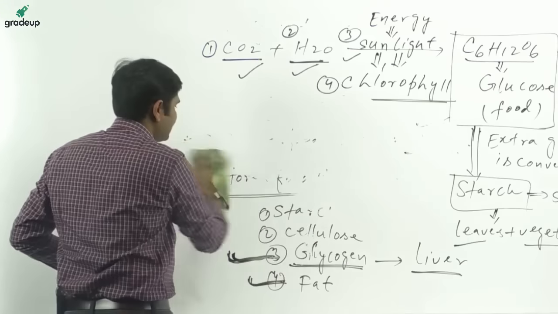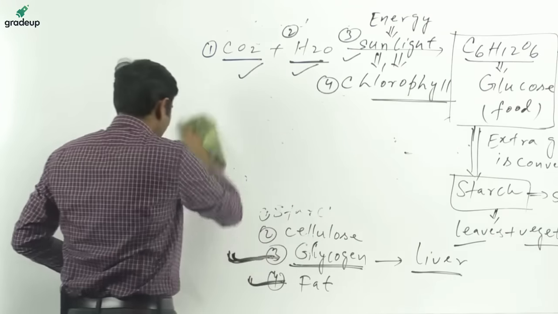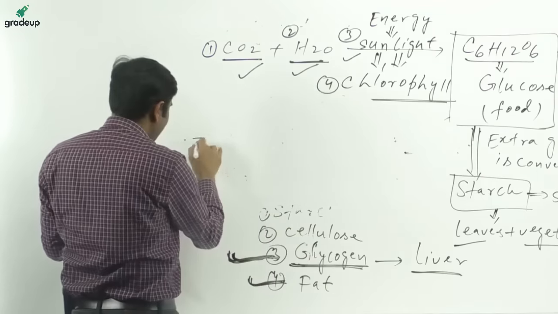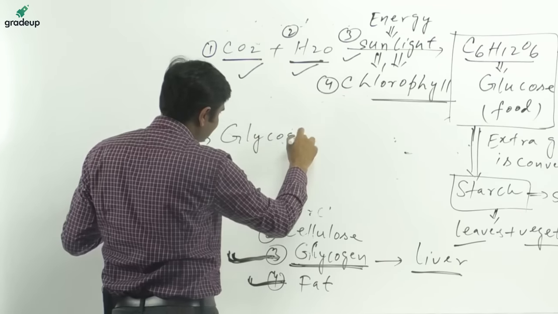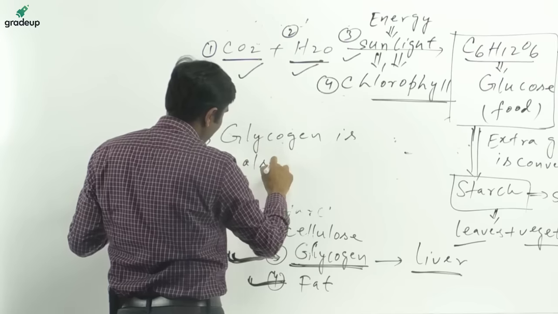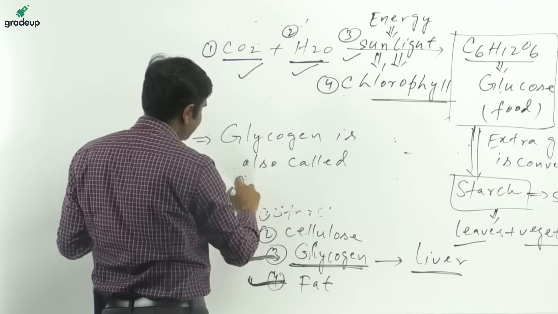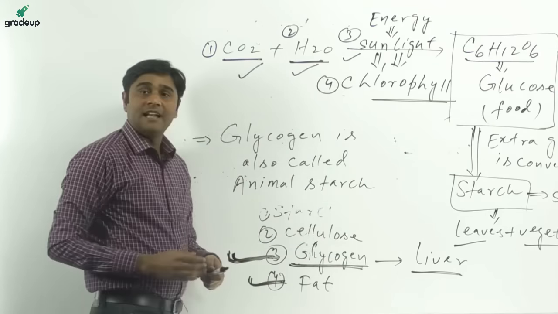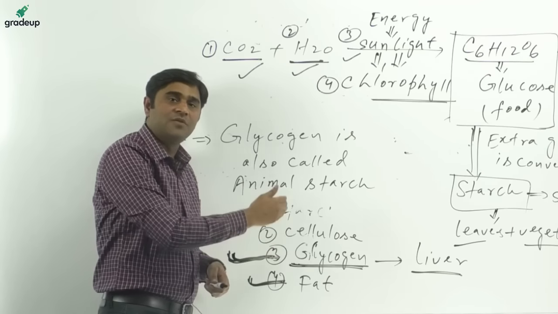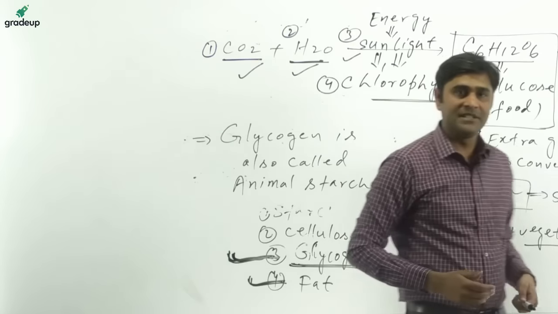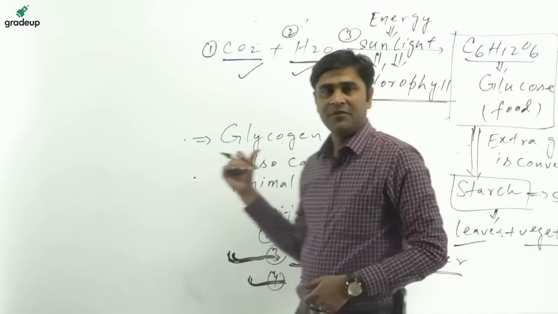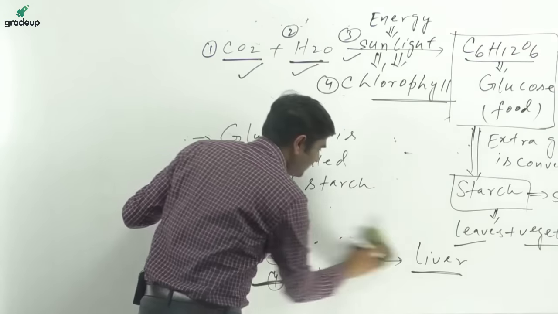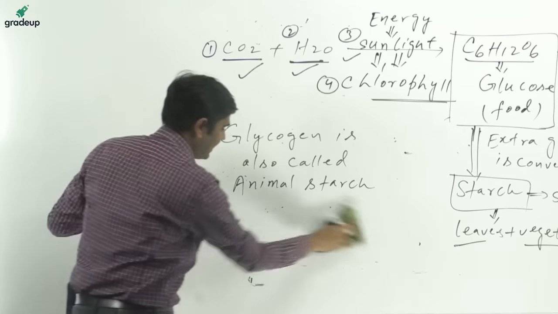And one more point guys, the stored food of animals is glycogen, therefore glycogen is also called animal starch. This is a very important point guys. Glycogen is also known as animal starch because it is the stored food of animals. Okay, so very important for your CBT1 exam guys. So glycogen is also known as animal starch.